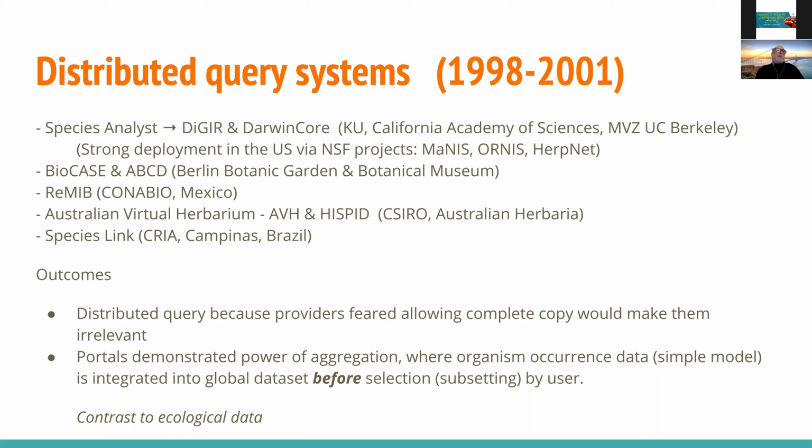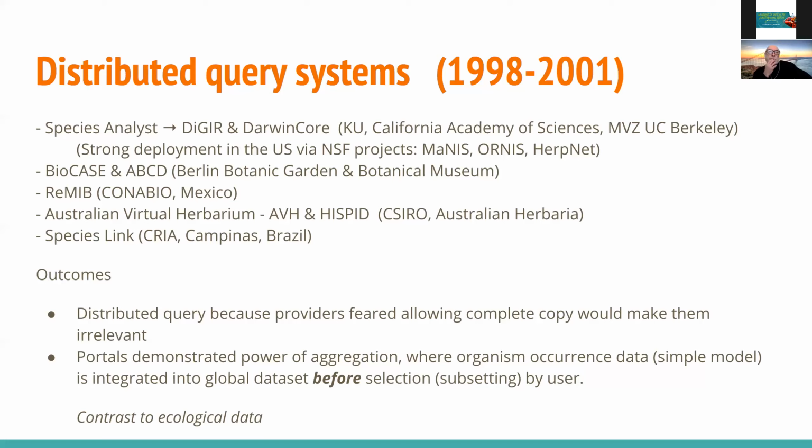So there were a bunch of these systems developed. The Species Analyst, which ultimately became DiGIR and Darwin Core, came out of a project from the University of Kansas, the California Academy of Sciences, and the Museum of Vertebrate Zoology at Berkeley. Ultimately that system had strong deployment via some NSF projects, the Mammal Network Information System, MaNIS, and the same for birds with ORNIS, and for herpetology with HerpNet, and there was also FishNet. So there was strong representation from the vertebrate communities.